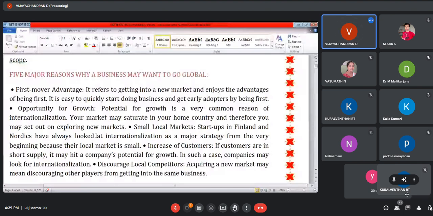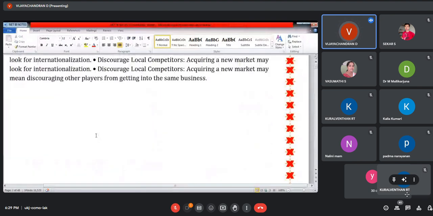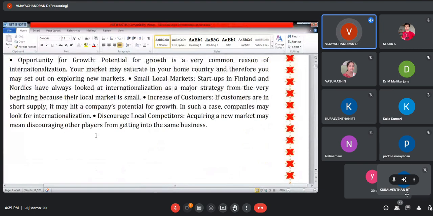The third one is little opportunity in the small local market. There is very little opportunity in the local market, and that is the reason they go for internationalization of the business. If they do business only in the local market, their market will be very small. So in order to enlarge their market, they will go for the internationalization of the business.